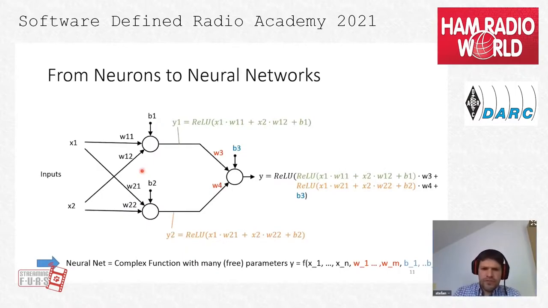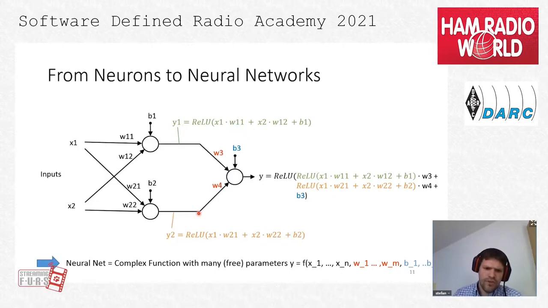To make the thing more powerful, you can now combine several neurons to form a neural network. Again, we have a neuron here with two inputs. We have a second neuron here with two inputs. And as we have seen on the slide before, you can calculate the neuron and come up with this kind of formula. It always consists of weighting, adding a bias, and taking the ReLU operation. And the same thing you can do here, but the weights are different and the bias is different too.